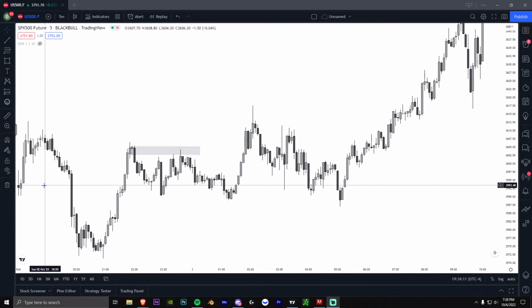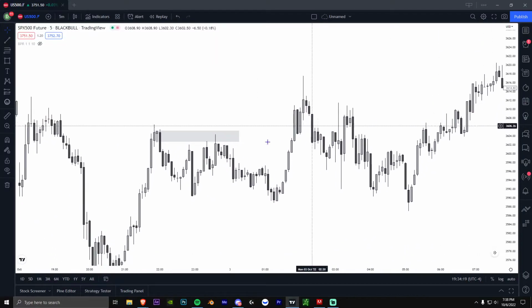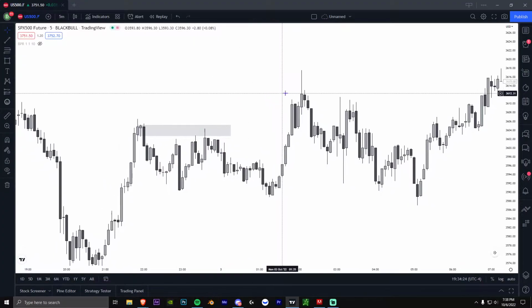I'm going to quickly teach you what a mitigation block is, and in a separate video I'm going to go over the difference between a mitigation and breaker block. A few videos ago I posted what a breaker block was. So basically, a mitigation block does not take liquidity. What does that mean?